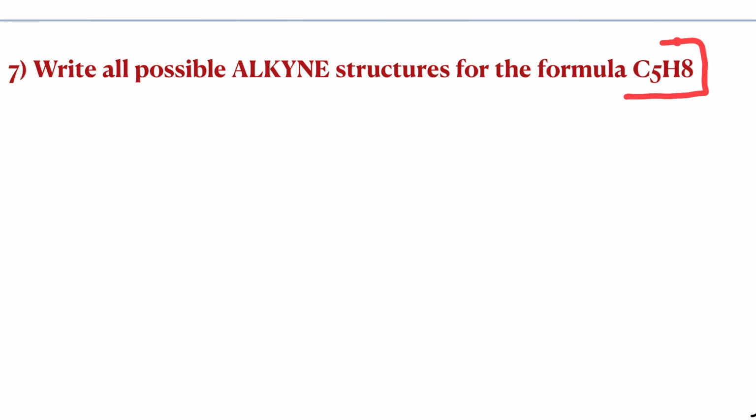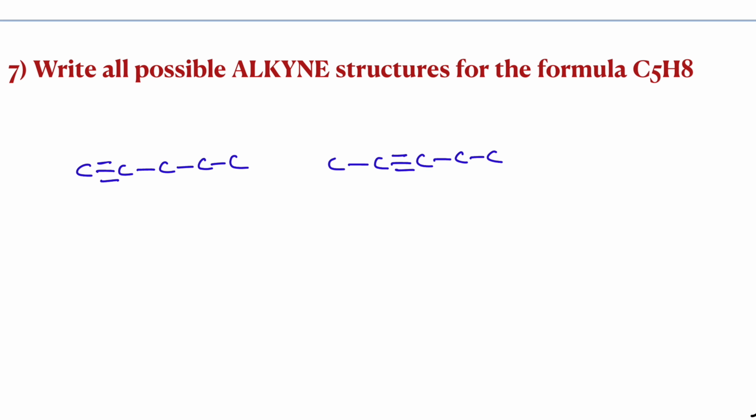Next one, the molecular formula given is C5H8, but he is asking only alkyne structures. Already he is saying alkyne, so there is no need to calculate the degree of unsaturation. Even if you calculate, you will get 2 only. So straight away I am following the same pattern. 5 carbon chain, triple bond. Even if you write a triple bond here, that is at the second place, there is no other 5 carbon chain. Let us try for a 4 carbon chain.